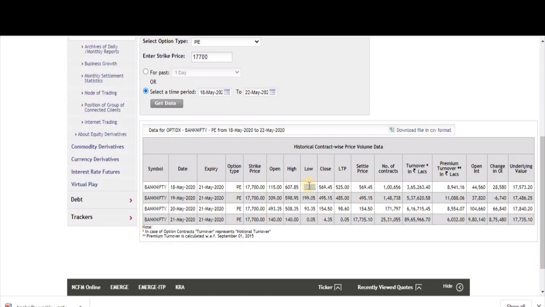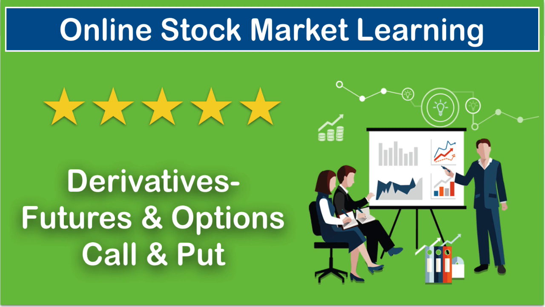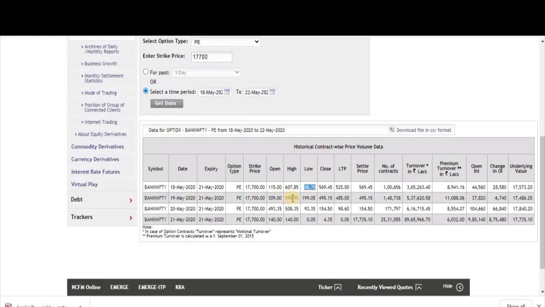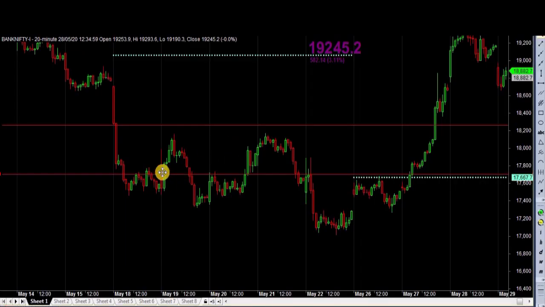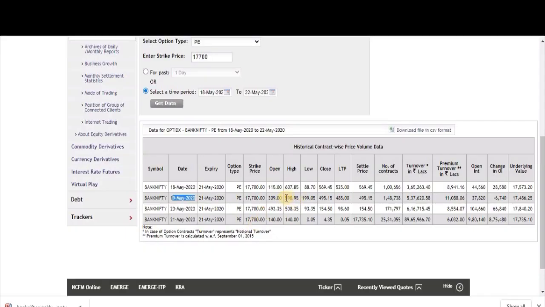If you are experienced and you understand Bank Nifty lots, then there is no issue. But if you are really a novice in futures and options, then probably you can go to our website and learn from our online content about futures and options. Well, on the 19th of May, this was the May 19th start, and this was the low. Here the price of this put was 598 rupees.